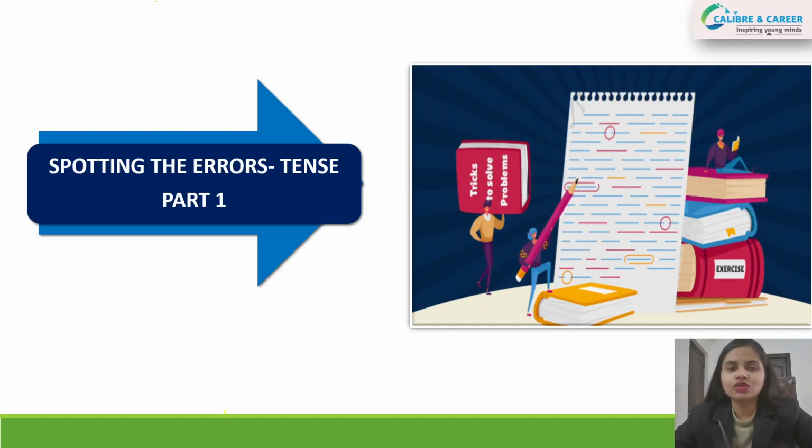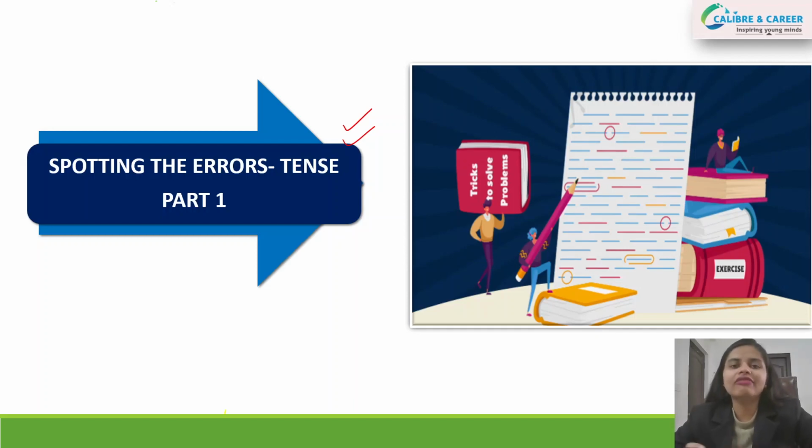In this lecture, we will talk about the last topic in the spotting error exercises that we are doing. We will talk about tense. This is a very important topic considering English grammar. Tense you will see in every competitive exam. Either you are given spotting the errors, or you can even be asked to fill in the blanks. So this becomes a very important topic.